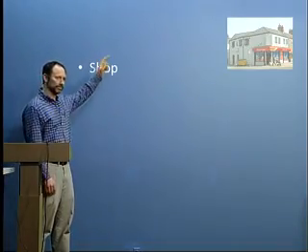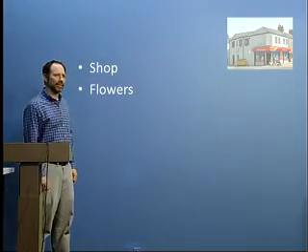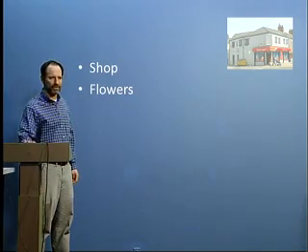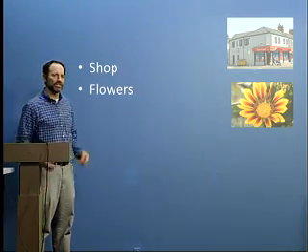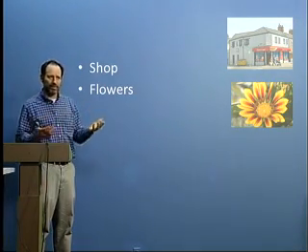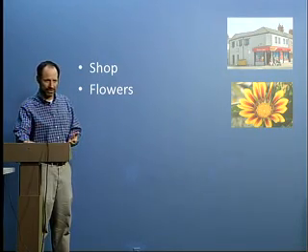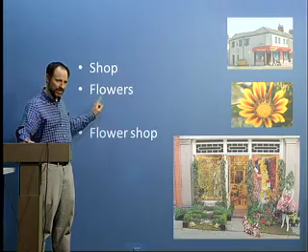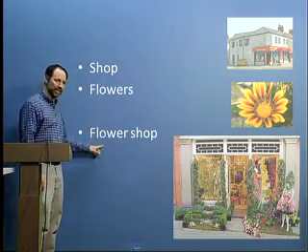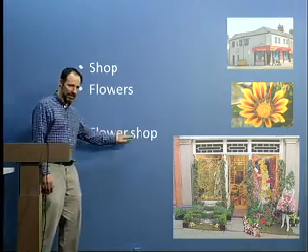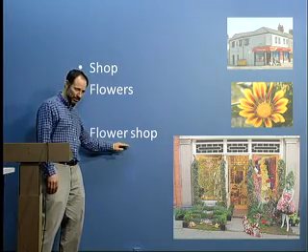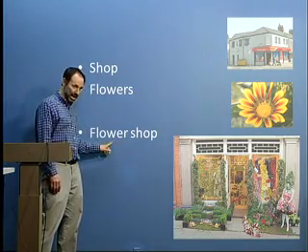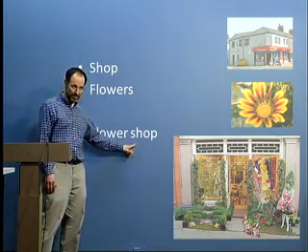Let's try another one. Let's say we have a shop. There's my shop. This shop sells flowers. So what kind of shop sells flowers? Notice "flowers" is plural here. We would call this a "flower shop," and I would not make flower plural because it's used as an adjective to give information about the shop.